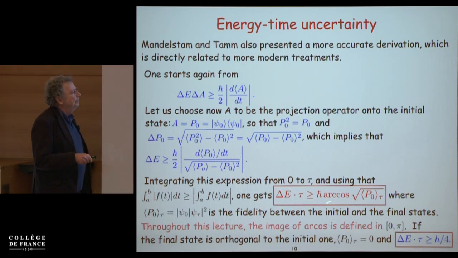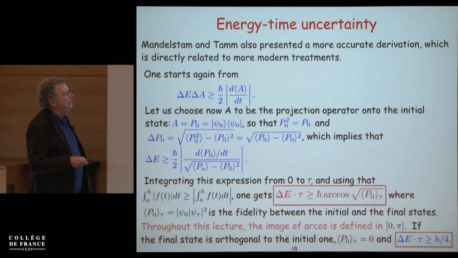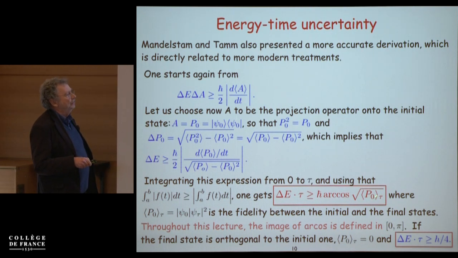Now, suppose the final state is orthogonal to the initial one. Then the projection of the final state on the initial state, which is this average value here, is going to be 0.